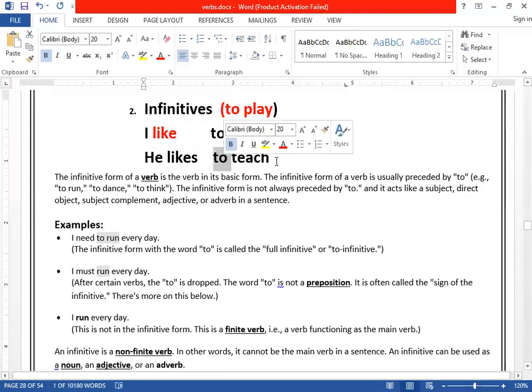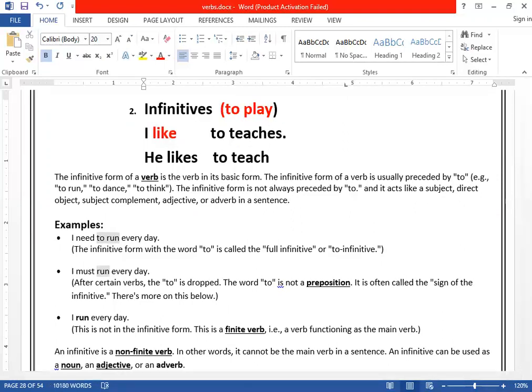Again, this to teach is called what? Infinitive. Remember, can I say he likes to teach? No, it's incorrect. Can I say he likes to teaching? No, it's incorrect. Always infinitive, as I said, is the basic form, clear? This is the base form of the verb. So basically, infinitive is the first form. And as I said, infinitive is preceded by what? Usually it is preceded by to. Usually, not always.